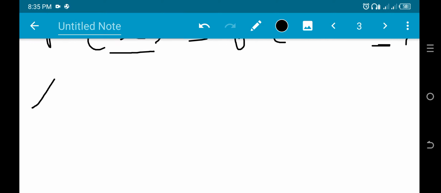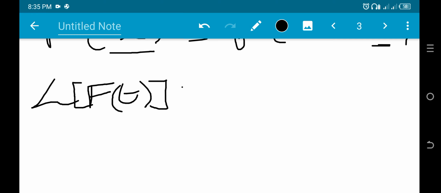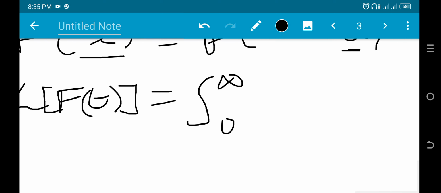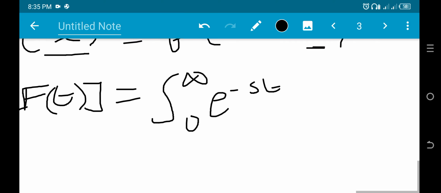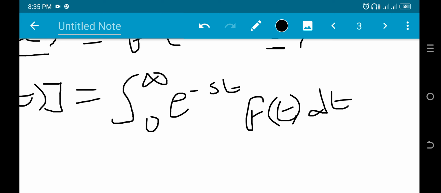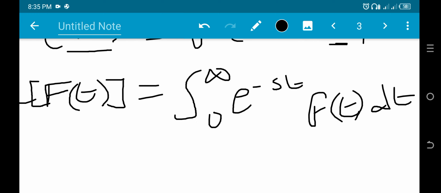Now, since we know that the Laplace transform of the function f of t is equivalent to the integral from 0 to infinity of e to the power negative st times f of t dt. This is what we discussed in the first video. So this is the mathematical definition of the Laplace transform.